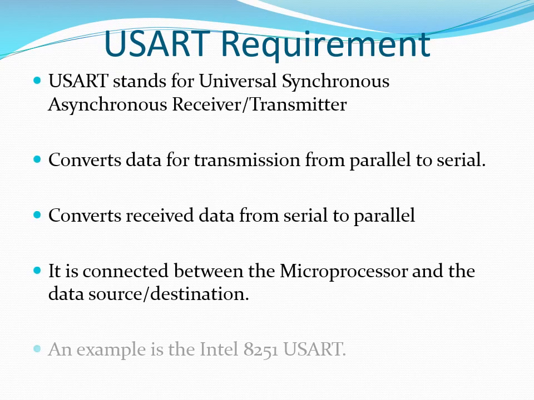A universal synchronous asynchronous receiver transmitter is required in serial communication. It serves two purposes in the communication system. The first one is to convert parallel data into serial data for transmission, and the second one is to convert the received data from serial into parallel form. A USART is connected between the microprocessor and the source or destination of the data.